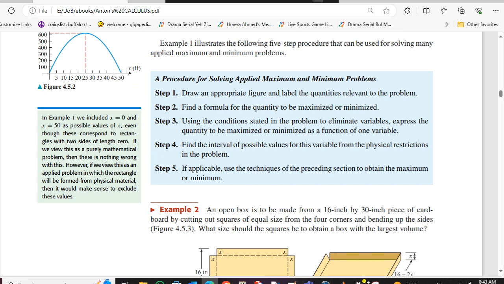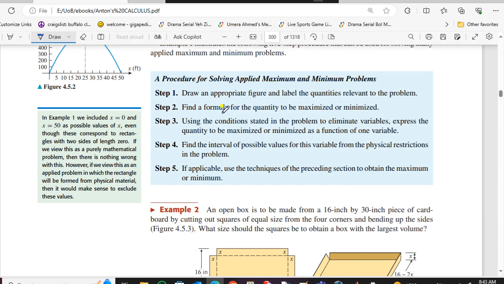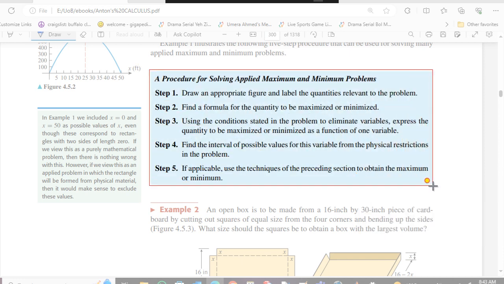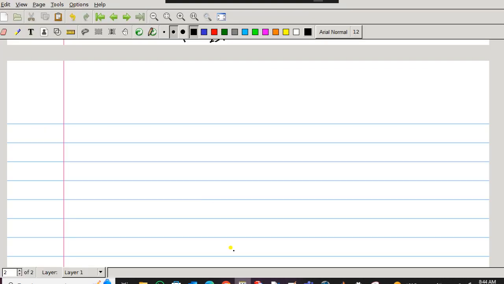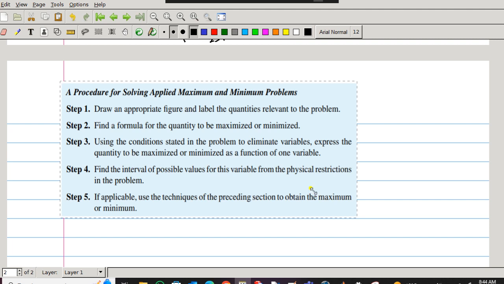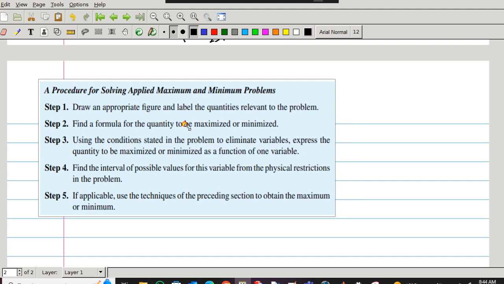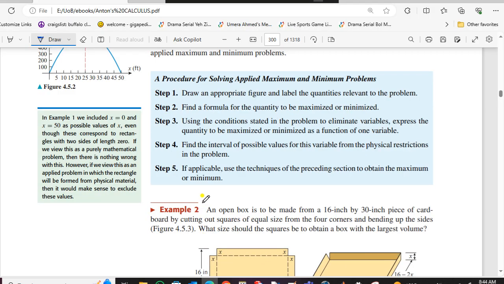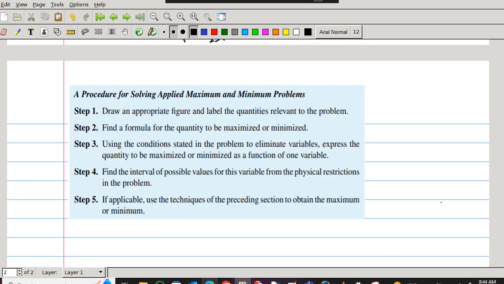So, if you want, I can copy this and paste it there on your notes, and I will upload that on Moodle. So it's a good idea to just copy it here. Okay. So see here, this is given on page 276, right? So on 276 this procedure is given.